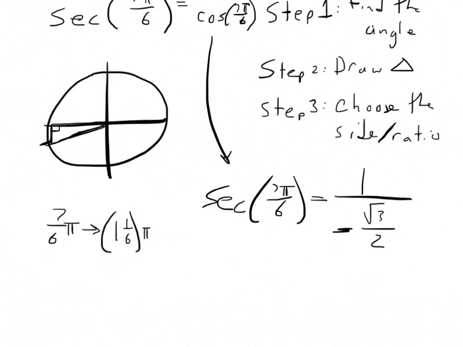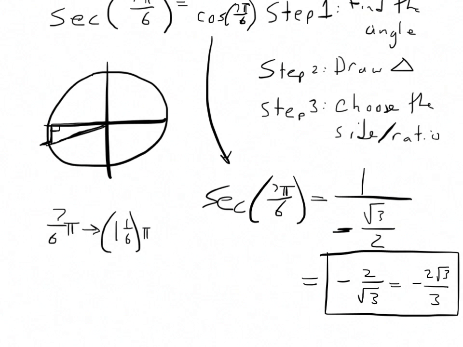And that can be simplified just by multiplying top and bottom by the reciprocal of this thing. I could end up getting negative 2 over root 3. Or if you or your teacher prefers that you rationalize the denominator, you could multiply top and bottom by root 3 to get negative 2 root 3 all over 3. Either one of these two answers is good by me. Those are both fine. So that's an example of secant.